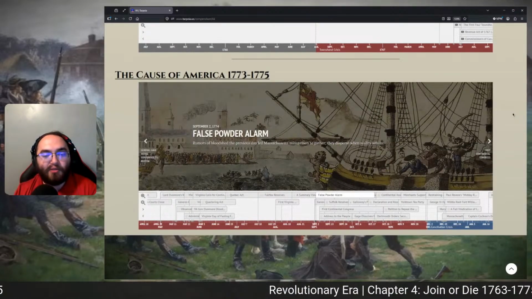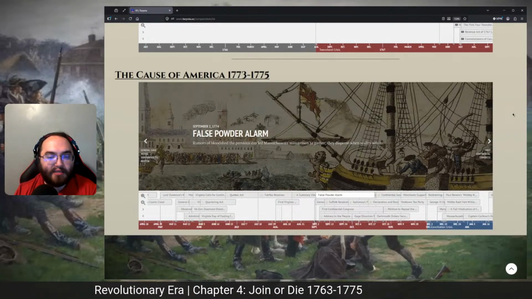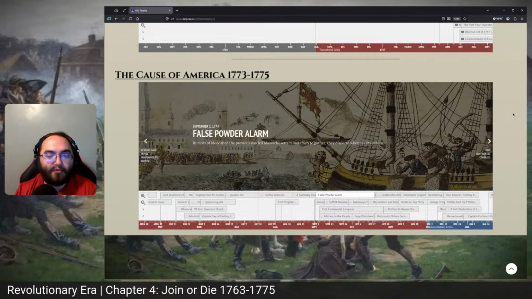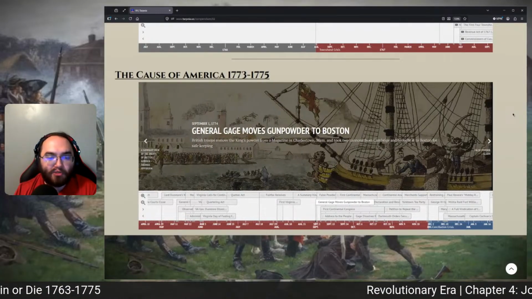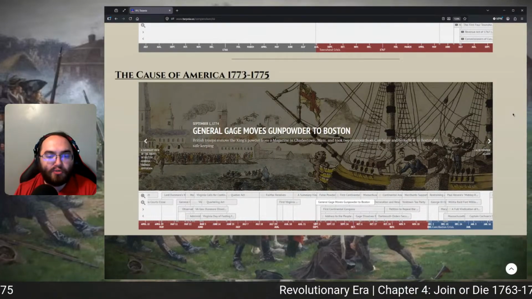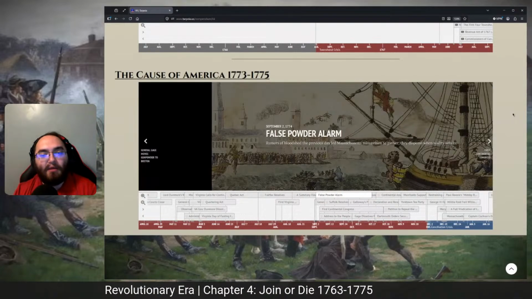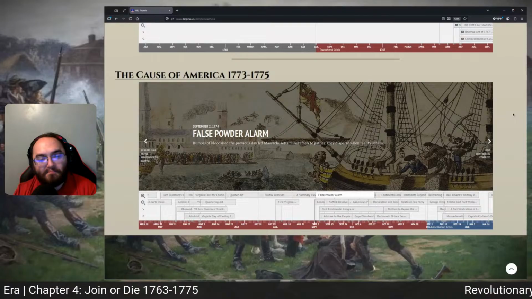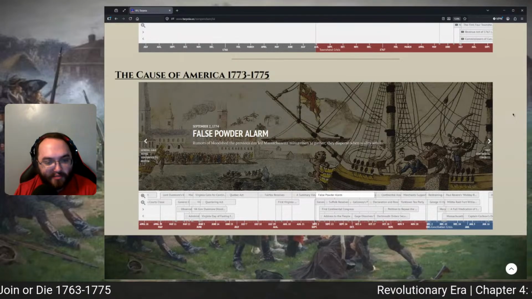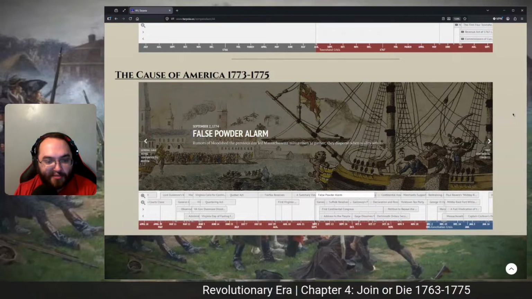And this would lead to the false powder alarm. Rumors of bloodshed the previous day led Massachusetts Minutemen to gather. They disperse when reality sets in. So General Gage moves the powder to Boston because he fears it might get taken. And that event will be a false alarm for the Minutemen of Massachusetts.